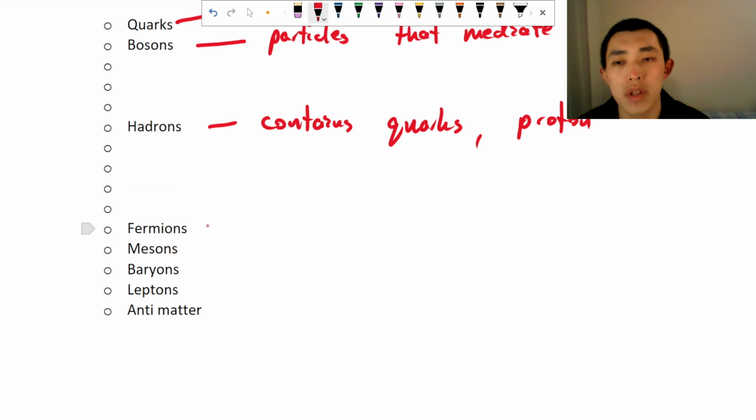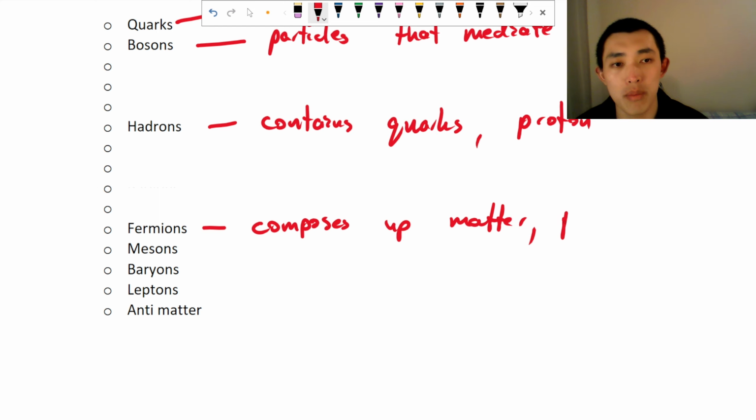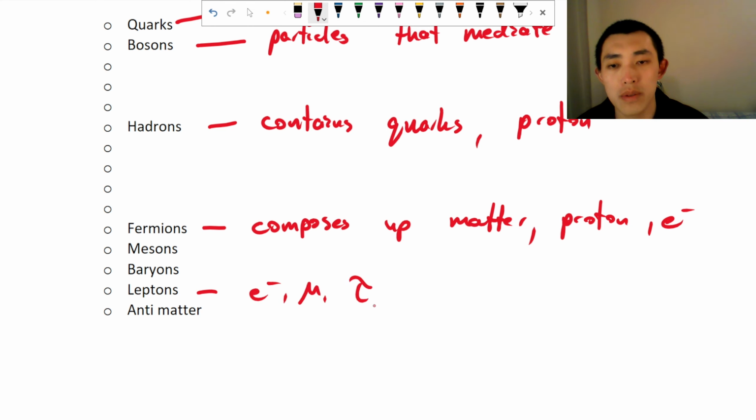What's a fermion? A fermion is something that is composed of matter. An example of this would be a proton or a neutron. Or an electron. And we can also consider the concept of leptons. So leptons and quarks are quite similar. Leptons are composed of things like electrons, muons, and tauons.